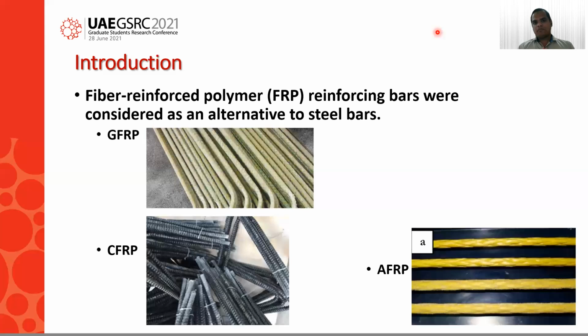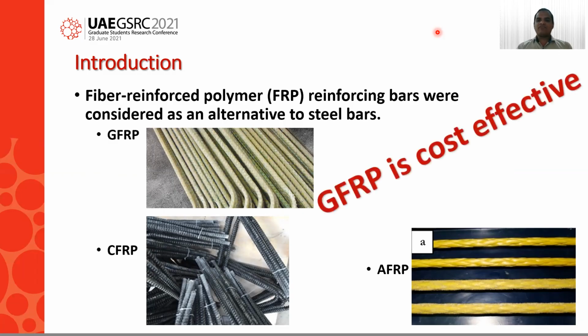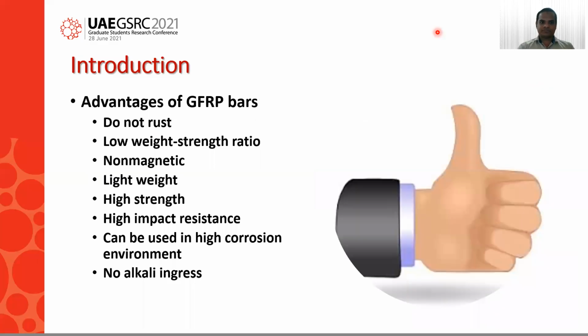So therefore people used some supplementary material for the steel bars. One of the options is using fiber reinforced polymer bars. There are three types of polymer bars available: glass fiber, carbon fiber, and aramid fiber. Out of these three, GFRP is the cost-effective option.